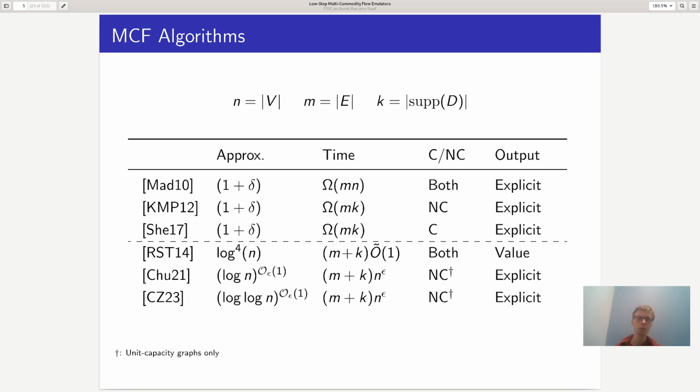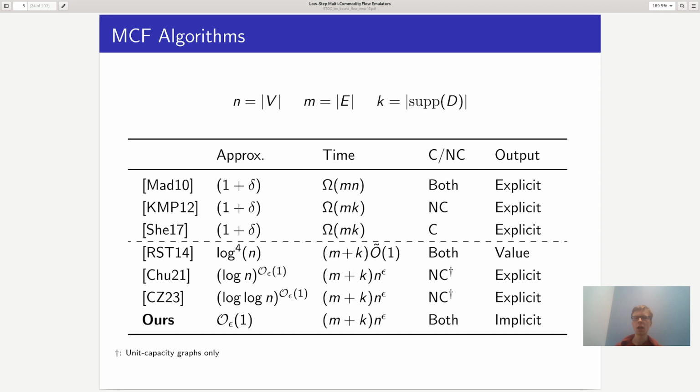Then a recent line of work in the unit capacity non-concurrent case achieved polylog-log approximation. We achieve constant approximation in the same near-linear time for both concurrent and non-concurrent flow. Additionally, while explicit flow is impossible because it could be that any competitive flow needs to be large, we give an implicit representation of the output flow.